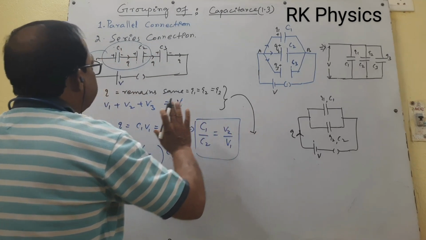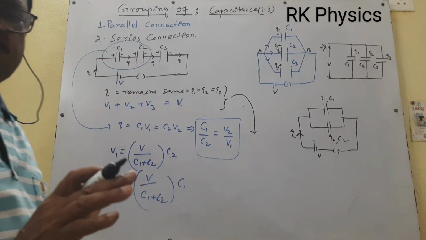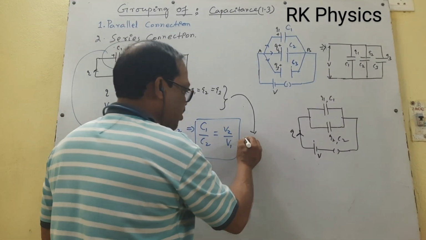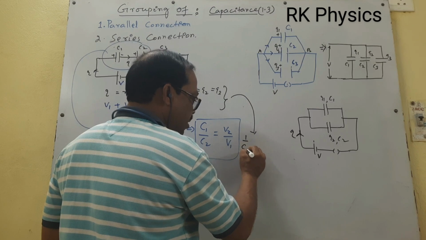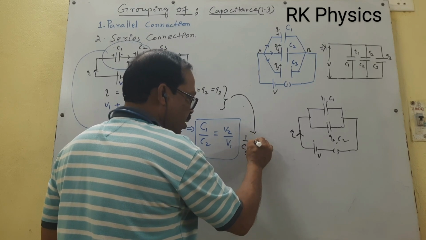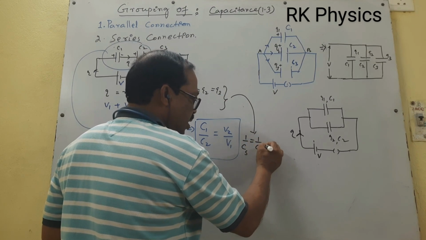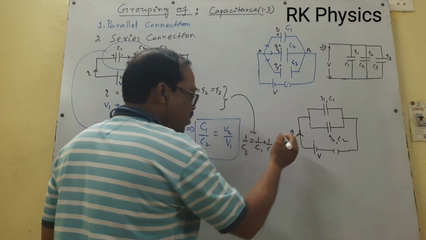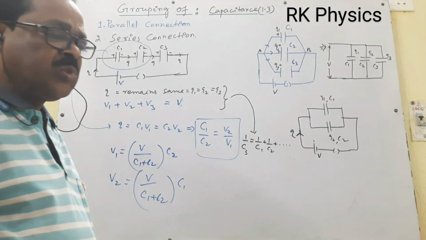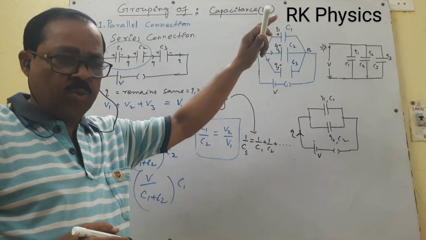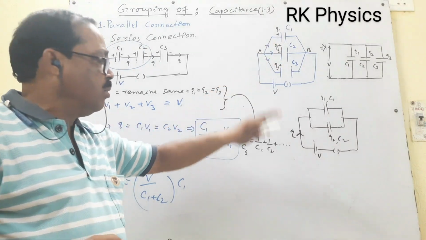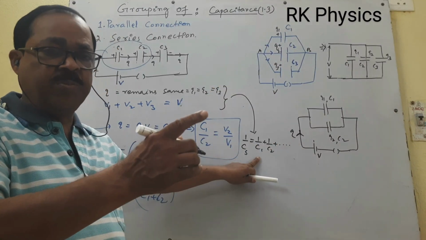then if you want to calculate what is the equivalent capacitance of the series grouping, I am writing the reciprocal of equivalent capacitance is the sum of the reciprocals of the individual capacitors. Therefore, in case of a parallel grouping, capacitance increases because it is a sum, but this is a sum of reciprocals.